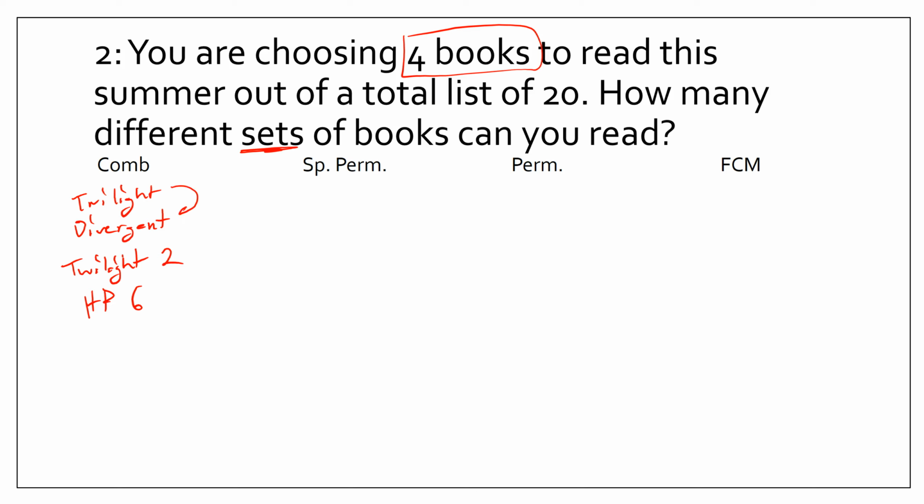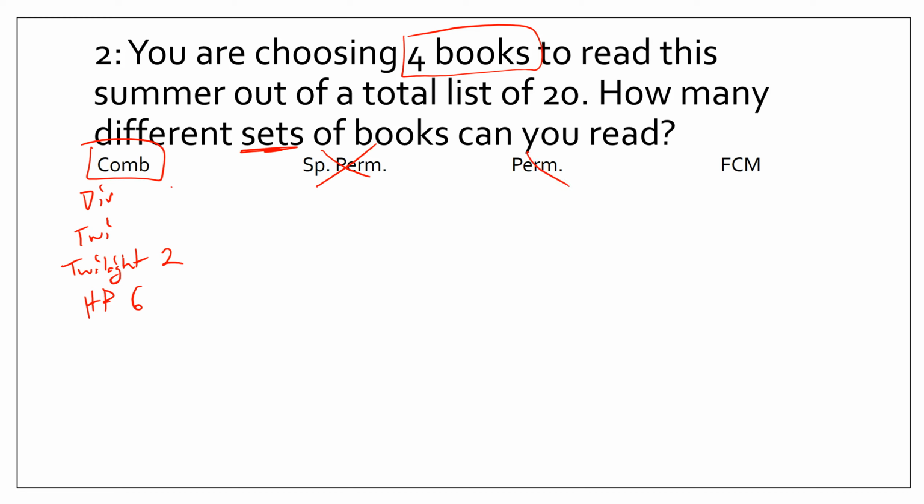So if I change the order, if I put Divergent up here and put Twilight down there, does that make a new set? Well, no, it doesn't. It's the same 4 books. So basically, it's a combination, right? Order doesn't matter. Because if I change 2 books, it's the same set. So this is a combination.